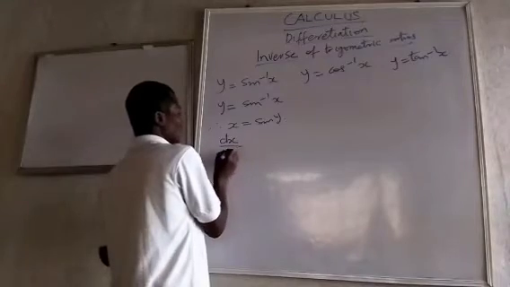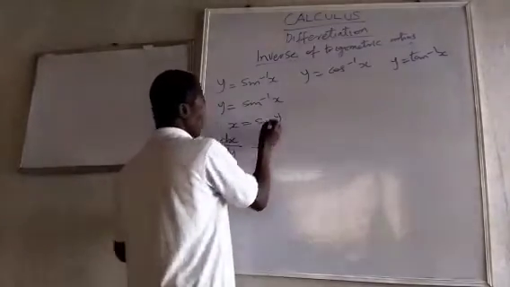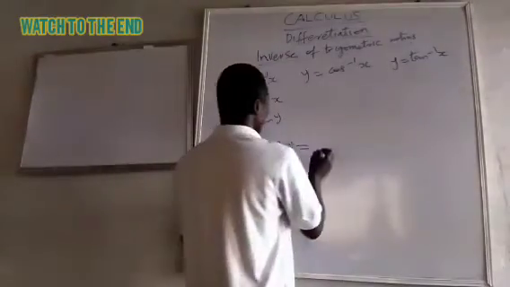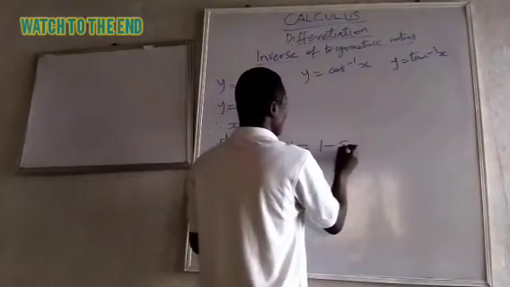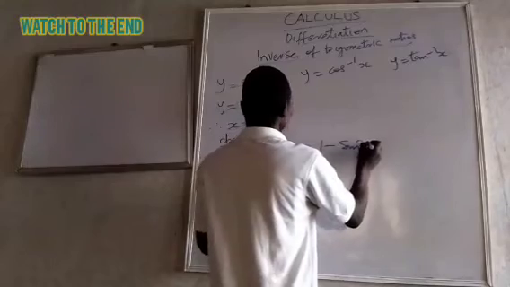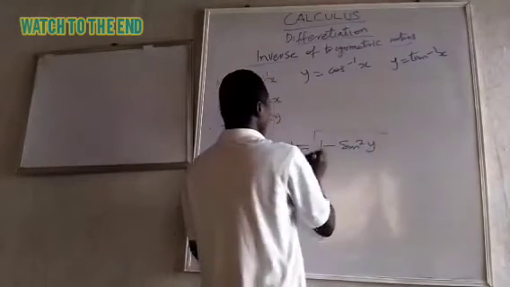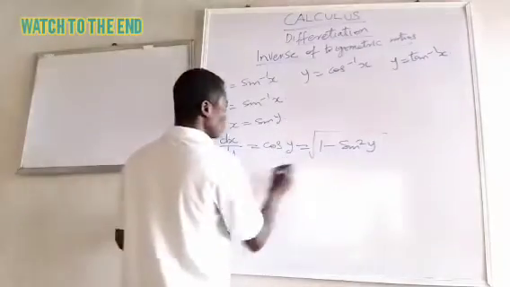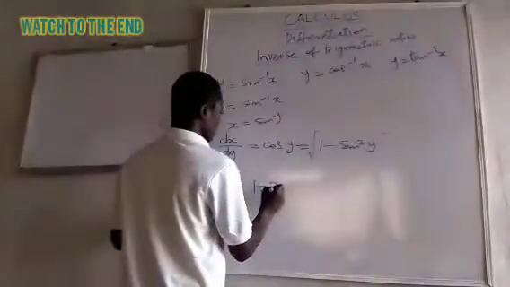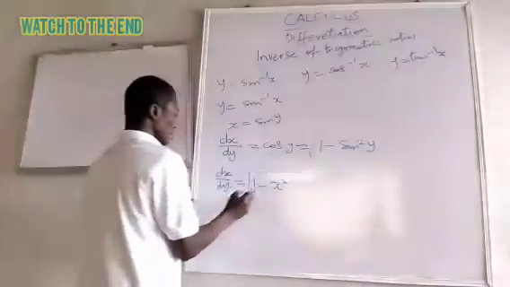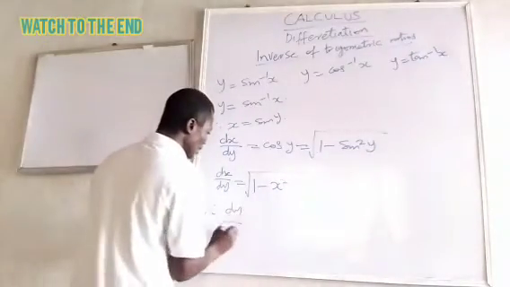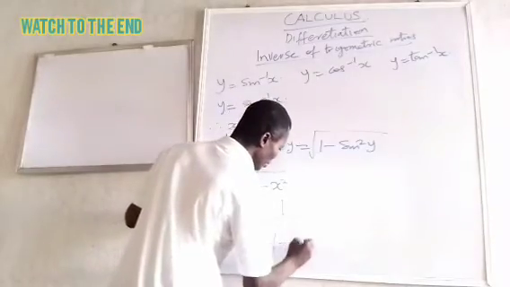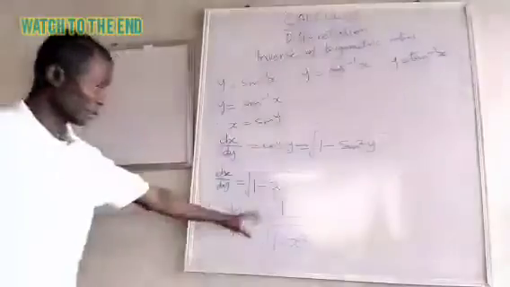dx dy is equal to cos y, which is the square root of 1 minus sine squared y. X equals sine y, so this is equal to the square root of 1 minus x squared. Therefore, dy dx is equal to 1 over square root of 1 minus x squared. You can see it's very simple and straightforward.